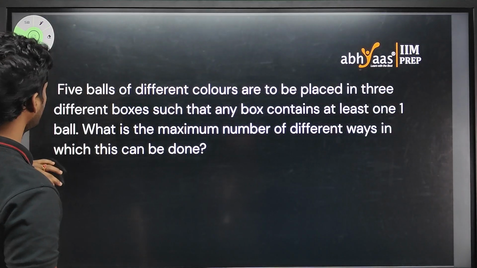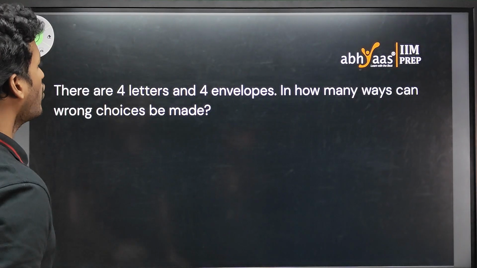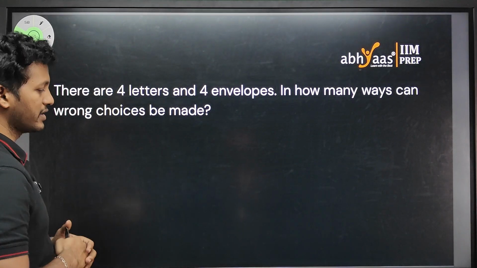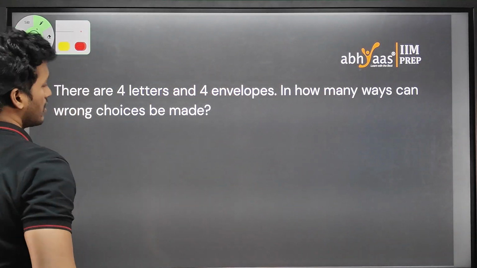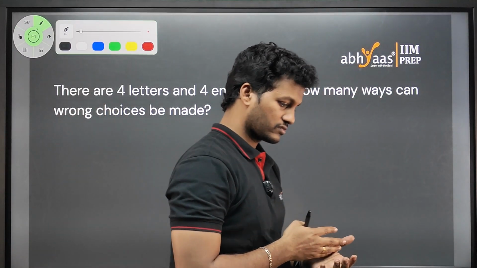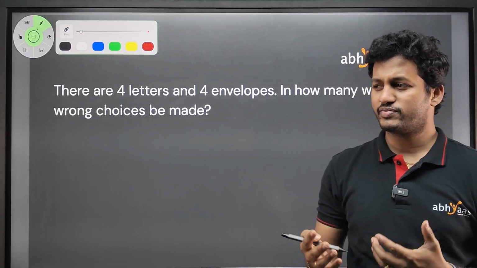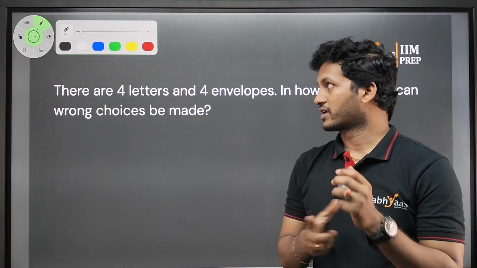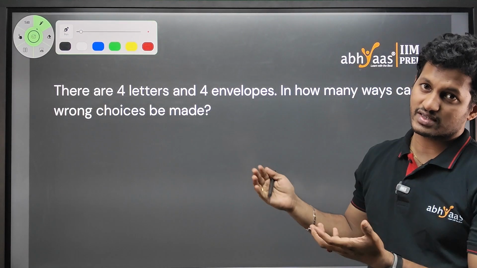Okay, let's go to the next one. There are 4 letters and 4 envelopes. In how many ways can a wrong choice be made? Here the question is a derangement problem. Derangement problems are very unlikely to be asked in your examinations, but yes, you can discuss this model.